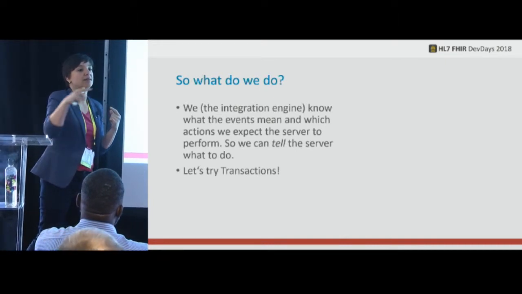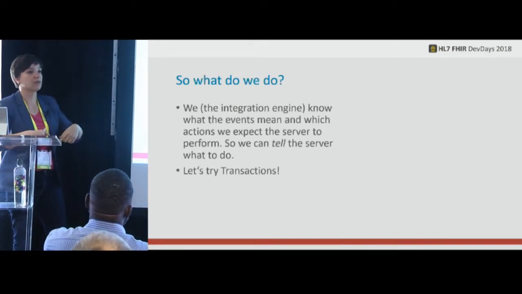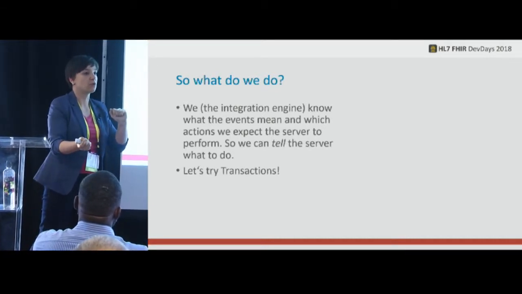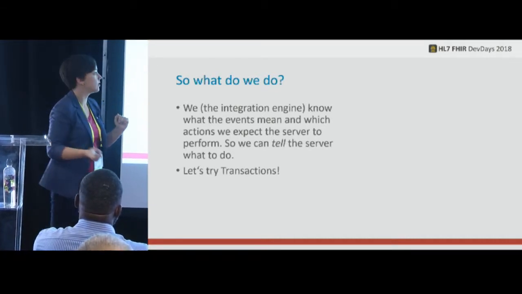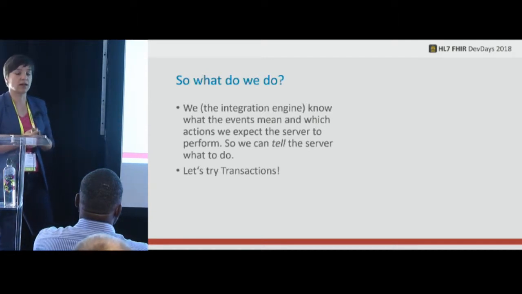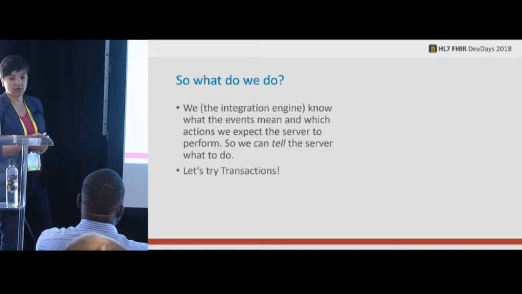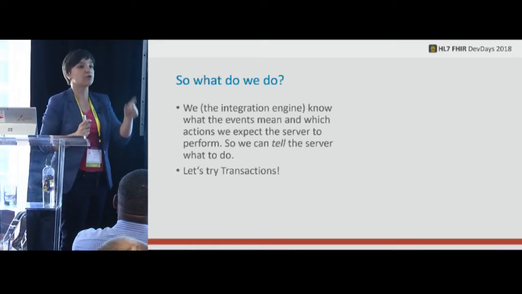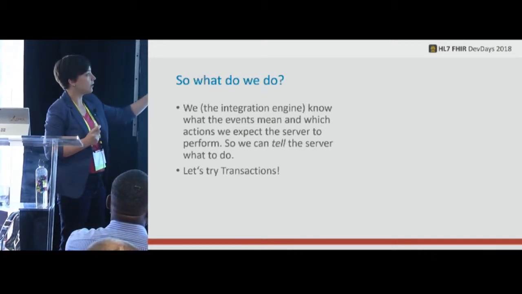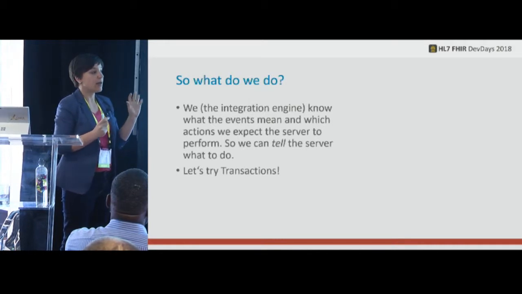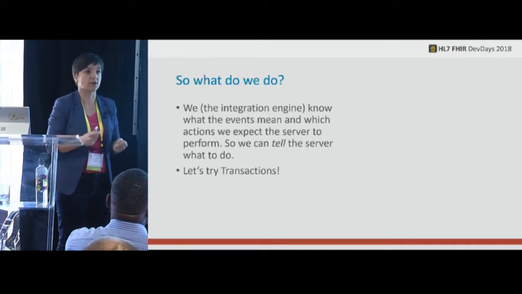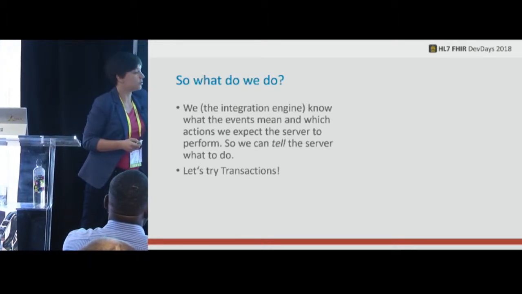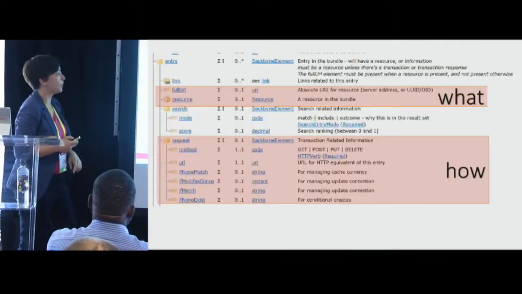We know that an ADT-A01 means that we need to add a new patient encounter and maybe update the patient demographics just in case something has changed, and that we want to add the new allergy intolerances that this message contains. So we can basically tell the server how to process the data that we grab from this V2 message and make this information a part of the bundle. So what we need in order to be able to do that is the transaction type bundle.